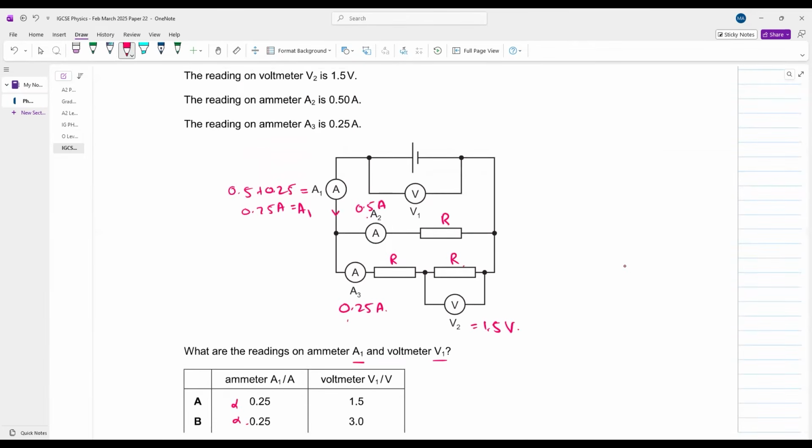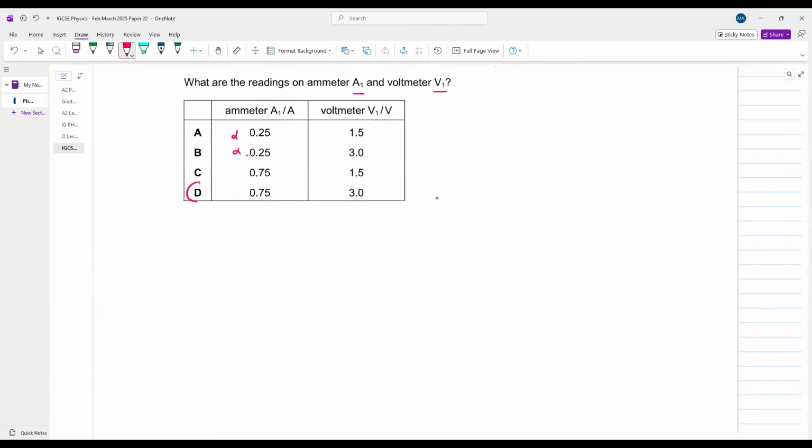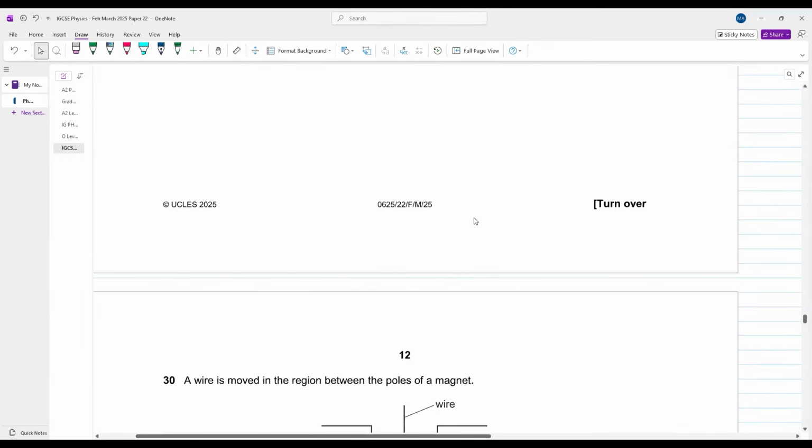रजिस्टर R के थ्रू आपका वोल्टेज क्या है? 1.5. इस रजिस्टर R के थ्रू भी आपका वोल्टेज क्या आएगा? 1.5 volts. This is 1.5, this is 1.5. The total voltage across the branch will be 3 volts. If this is 3 volts, the cell is in parallel, सेल भी कितने वोल्ट्स का हो जाएगा, 3 volts. वोल्टमीटर V1 की रीडिंग क्या आ जाएगी, 3 volts. D is your answer. Let's further move ahead.